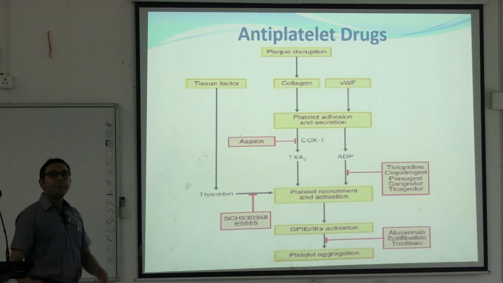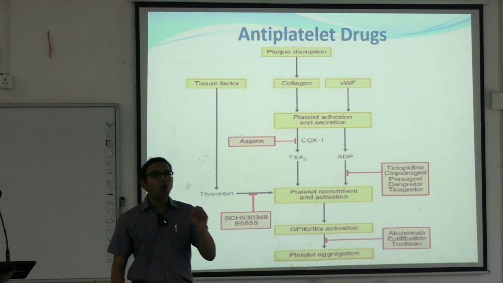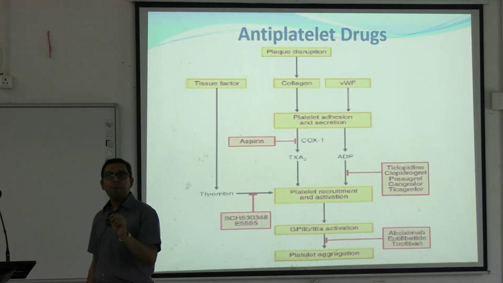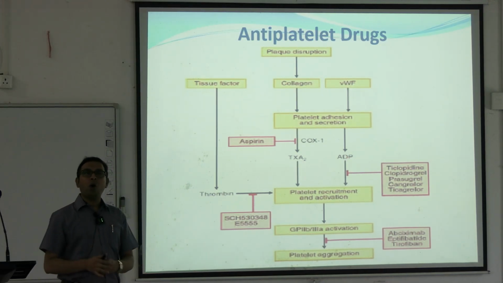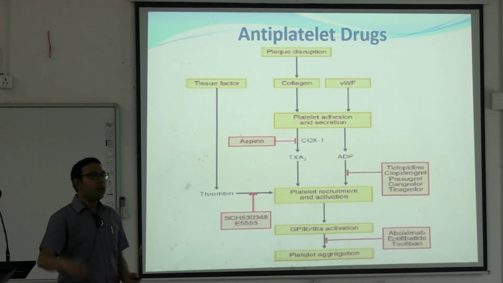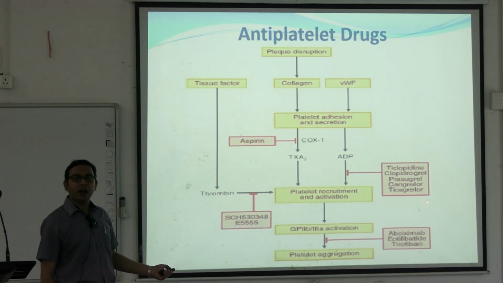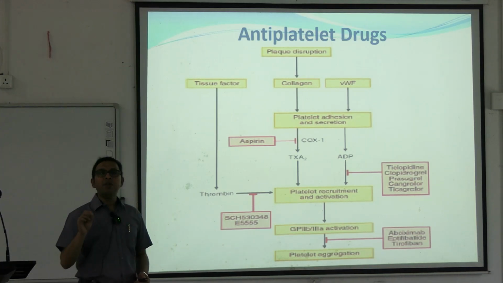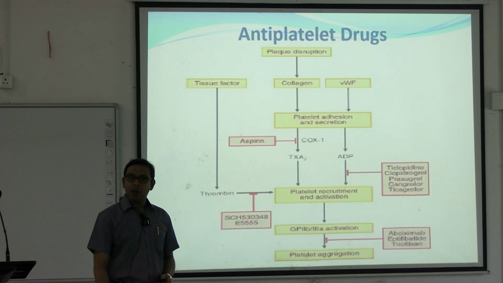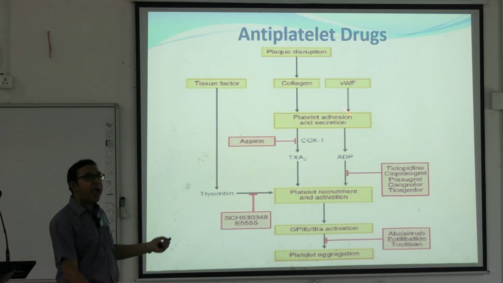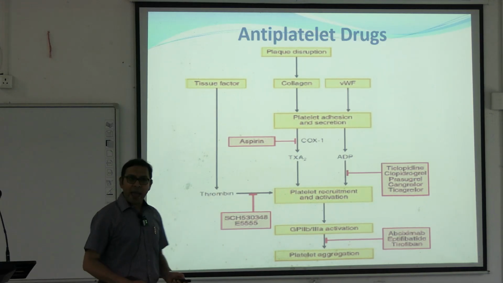So you can see, antiplatelet drugs may be COX inhibitors like aspirin. Usually low dose aspirin acts as an antiplatelet drug. Antiplatelet drugs may be inhibitors of the purinergic receptor on which ADP acts, like ticlopidine, clopidogrel, prasugrel, cangrelor, ticagrelor. They may be GP2B3A receptor antagonists like abciximab, eptifibatide, tirofiban. So in a nutshell, these are all the antiplatelet drugs and the different areas where they act.